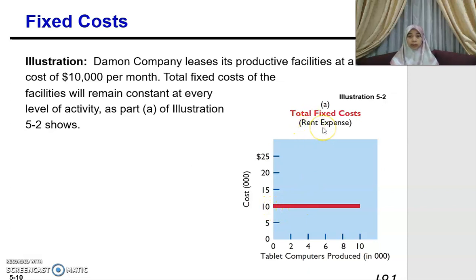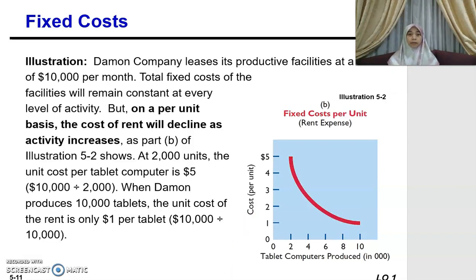This is an example of your rent expense. Rent expense is a fixed cost at 10,000 ringgit per month, regardless of whether you produce 0 units, 2,000 units or 4,000 units, your cost remains the same. The same for the rental of the factory. If you have to pay a rental for the factory of 10,000 per month, regardless of how many units you produce, the rental remains the same at 10,000 per month. So that is about the total fixed cost.